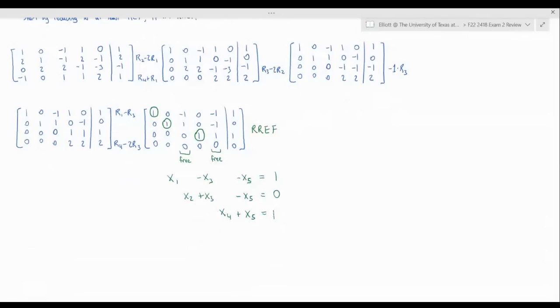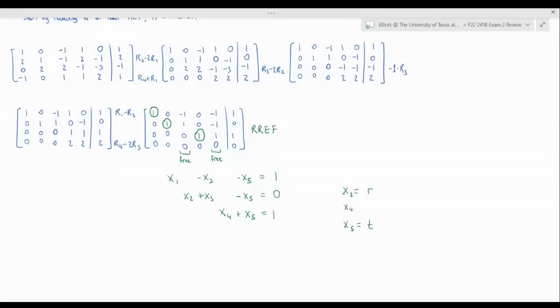And you can always choose your free variables to be those variables that correspond to the columns without the pivots, okay? So what I personally do is I assign a parameter to each of the free variables. So I'll use maybe S, well, let's not use S, let's use R and T. Okay. And then what I'm gonna do is solve for the variables in terms of R and T.